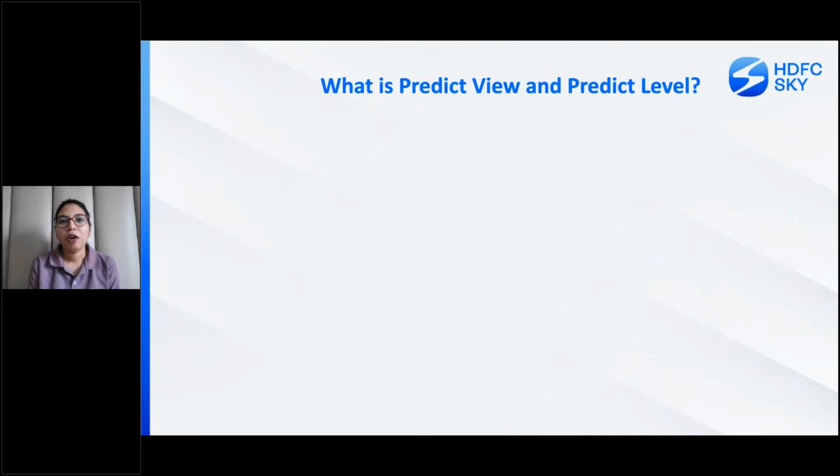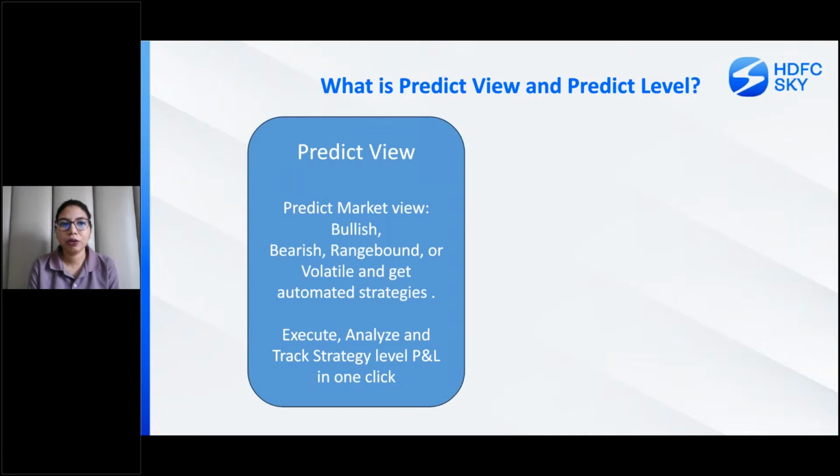So the name of these two features are predict view and predict level. These are similar features, but the specifications are a bit different. All right. So one is predict view and one is predict level. So what happens in the predict view?